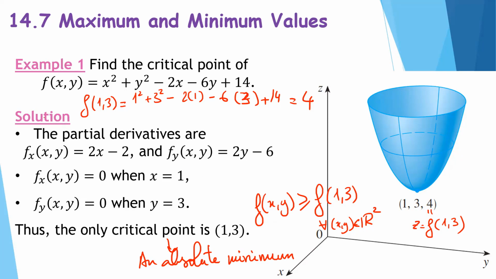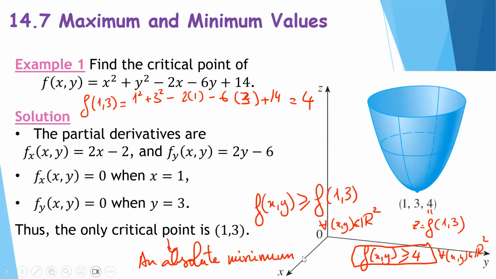So here, it's a polynomial function. It's defined everywhere in R2. So this is the meaning of absolute minimum: f of x, y is greater than or equal to 4. Okay, so this is the minimum value for f at any point in the plane in R2. This is the meaning of an absolute minimum. It means this is the lowest value achieved by the function f.